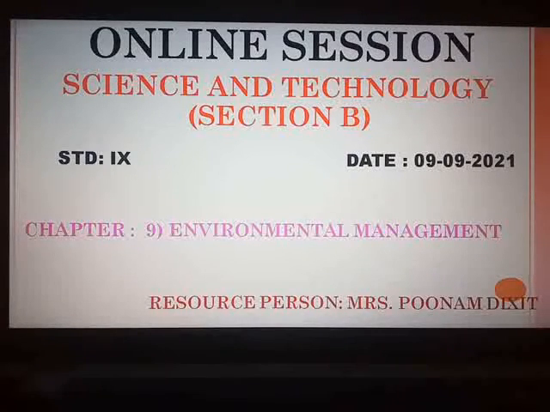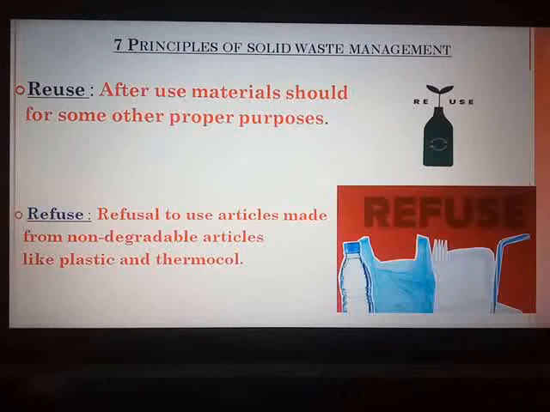Before that, as usual, we are going to revise the topics which we have studied in our previous session for the first 5 minutes. So our first topic for revision is the 7 principles of solid waste management. As we have seen, management of solid waste has become the need of the hour, and it is very important. So the first principle here is reuse.